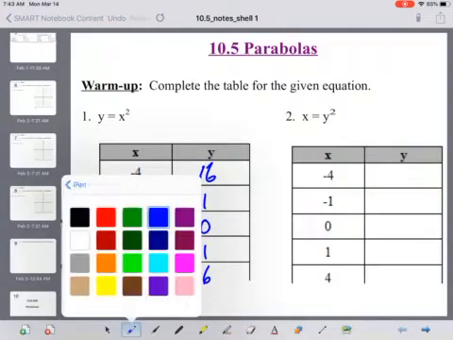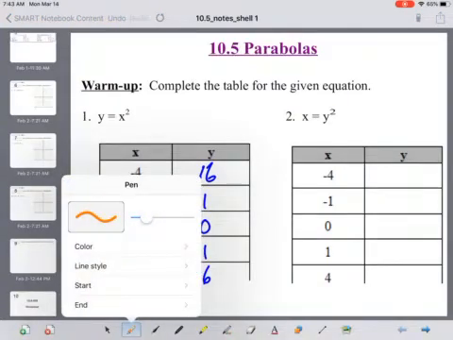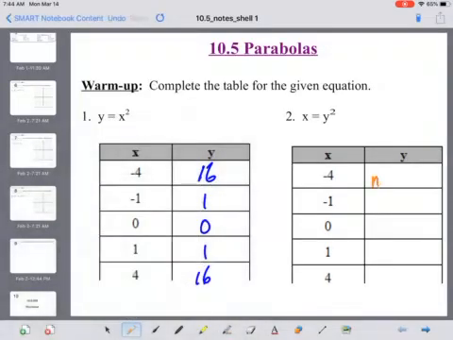You should notice a little bit of difficulty here when we're trying to figure out the other one, x equals y squared, with the x value of -4 and -1. We're actually going to get no real solution for the first two, because any number squared is not going to give you a negative number. And then when we plug in 0, we get 0, and then we get plus or minus 1 and plus or minus 2.